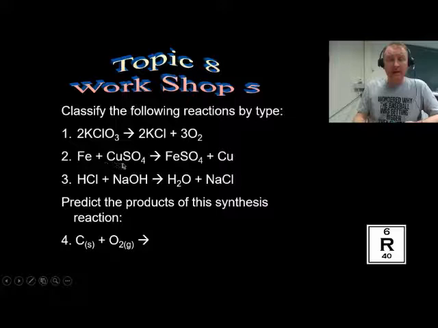Number 2, iron plus copper(II) sulfate, because sulfate is -2, so that's copper(II), turns into iron(II) sulfate and copper. And the third one is hydrochloric acid reacting with sodium hydroxide to produce water and sodium chloride. And the final question, predict the products of this synthesis reaction. If I take carbon and oxygen and react them together in a synthesis reaction, what would you predict the product to be?